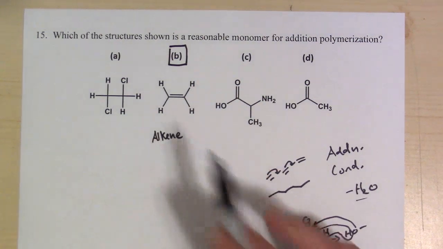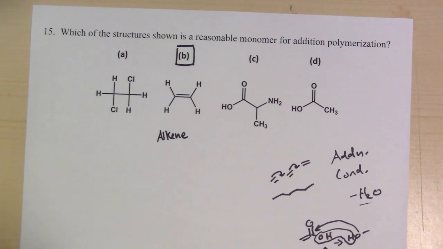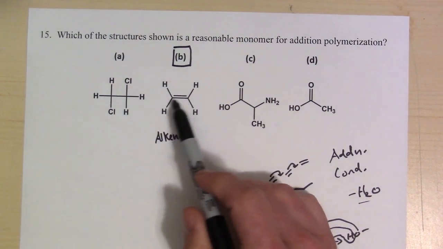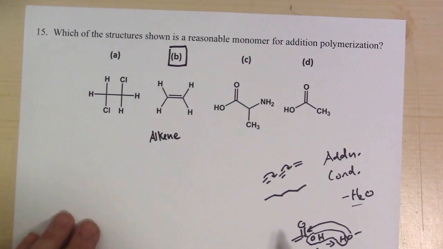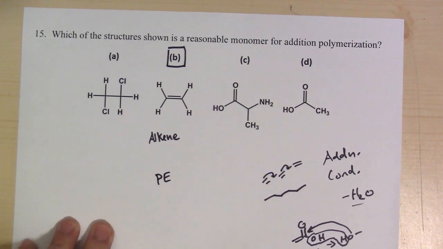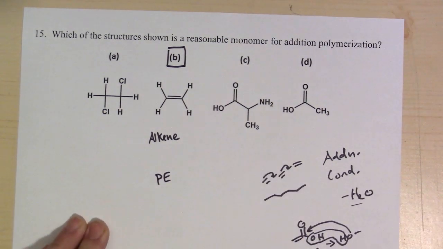This ethene is going to be a reasonable monomer for addition polymerization. Also, if you know that this is ethene or ethylene, polyethylene is a type of plastic that's pretty common, so that's another way you could potentially think about that if you know that that is ethylene.